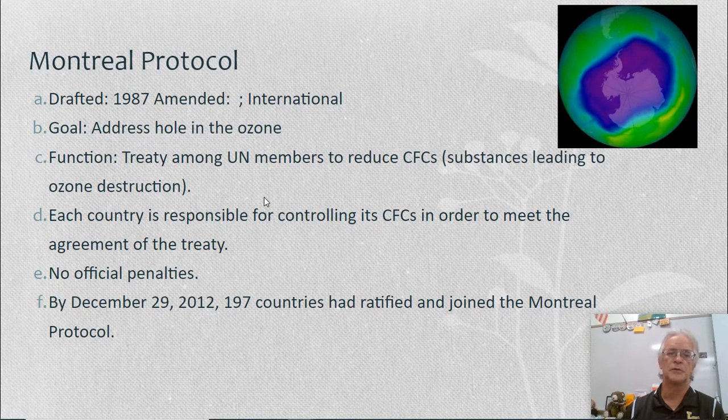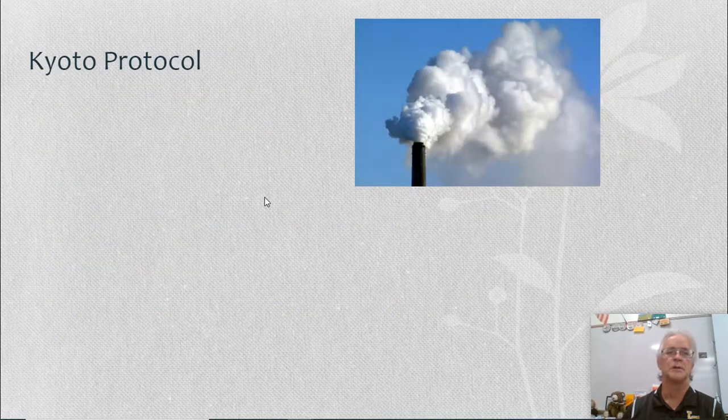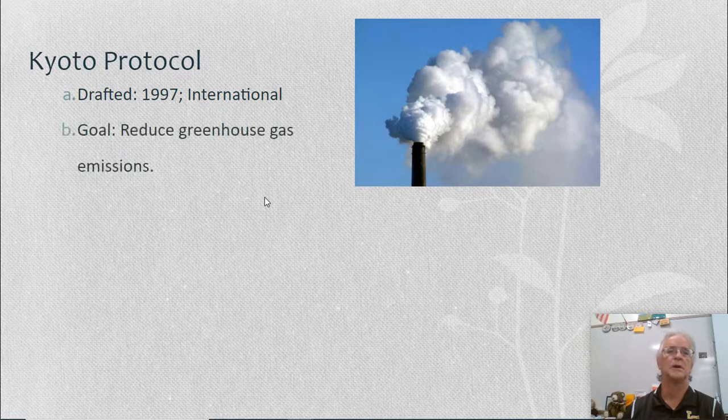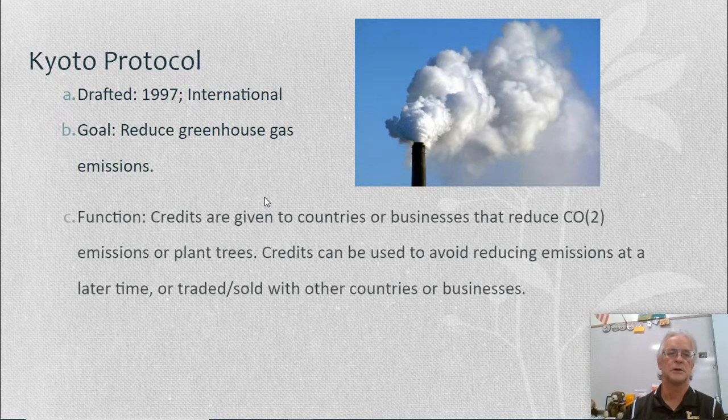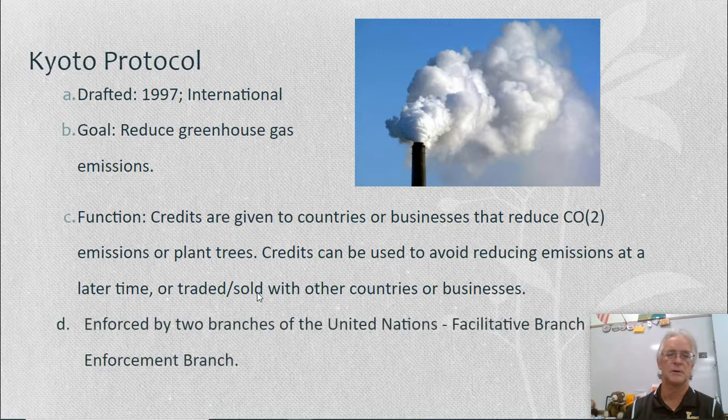By December 29, 2012, 197 countries had ratified and joined the Montreal Protocol and decreased the amount of CFCs. The Kyoto Protocol was drafted in 1997 and it's international. It reduces greenhouse gas emissions. Its function is that credits are given to countries or businesses that reduce CO2 emissions or that plant trees. These credits can be used to avoid reducing emissions at a later time, or traded or sold to other countries or businesses. It is enforced by two branches of the United Nations, the Facilitative Branch and the Enforcement Branch.